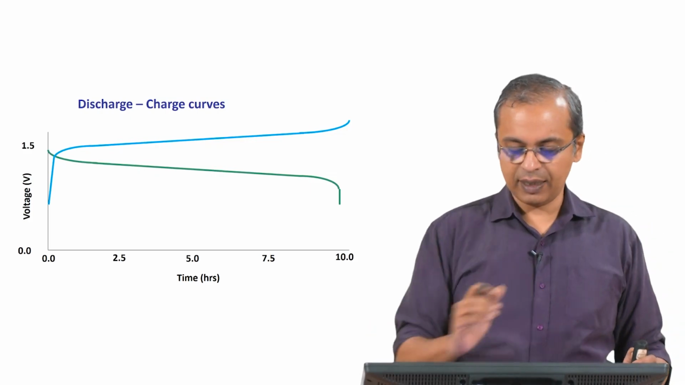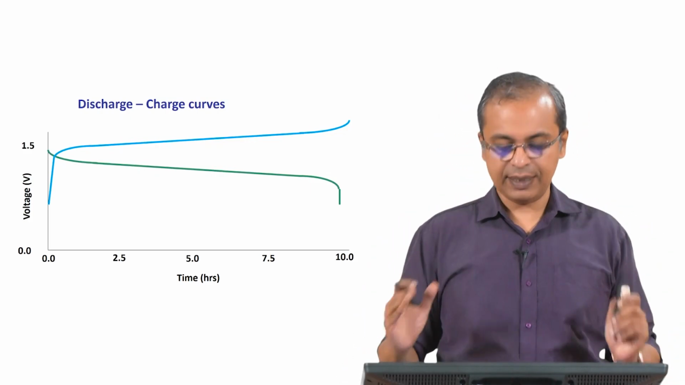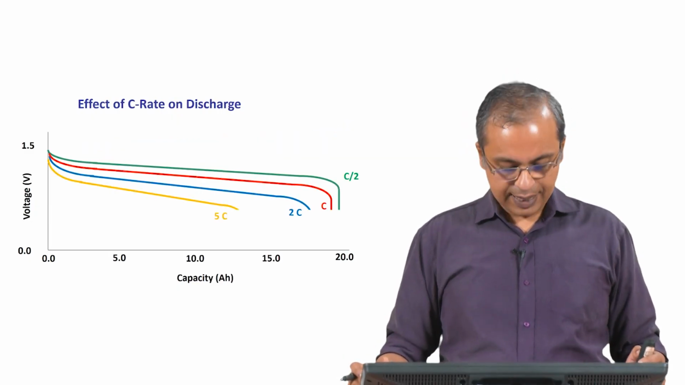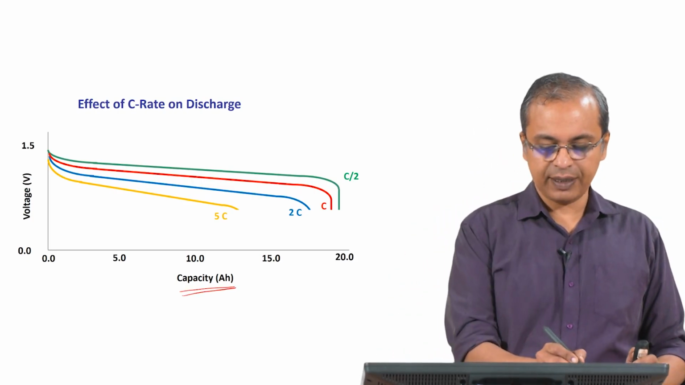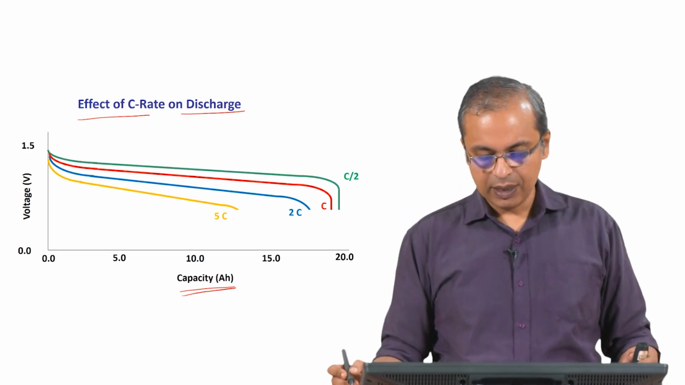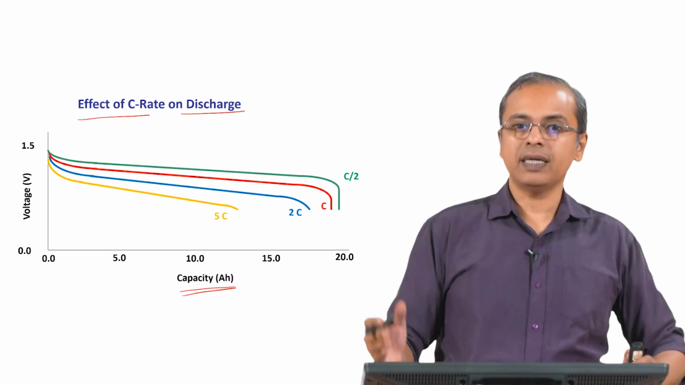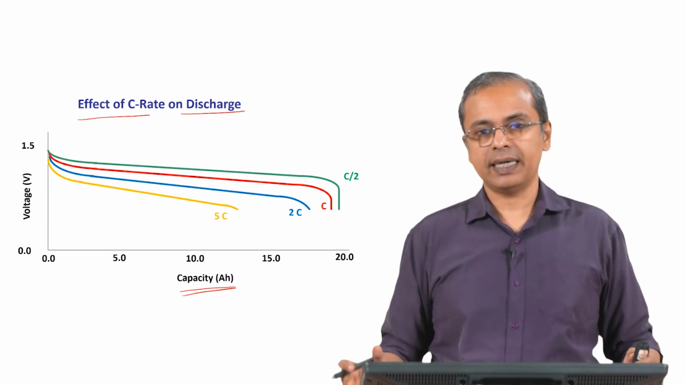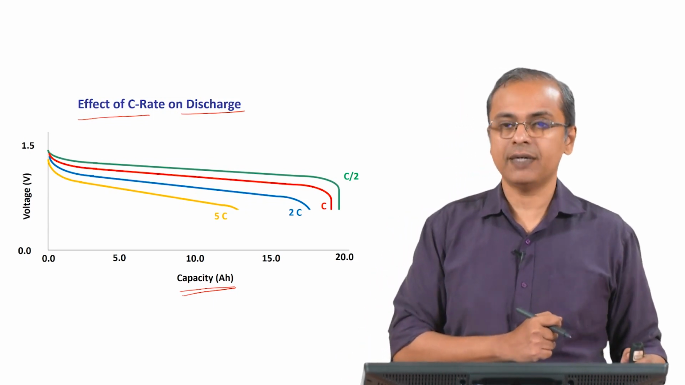I have shifted the charging curve also within this 10 hour window, so that everything now shows up between 0 and 10 hours. And as I said, we can have capacity here if you want to look at the effect of different C rates on discharge. So, I have C by 2, C, 2C and 5C. As you can see, the rate at which I am discharging the battery is getting higher and higher. So, the speed with which I am pulling something out of it is higher.